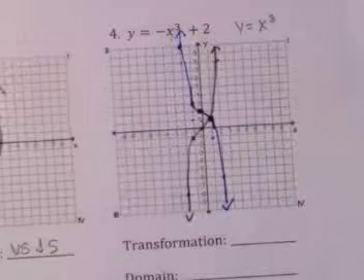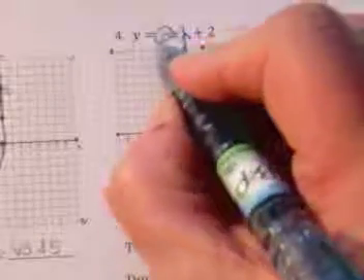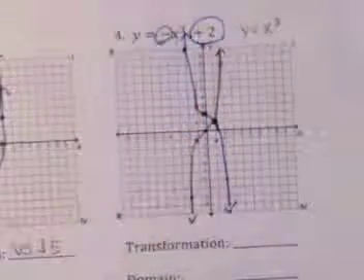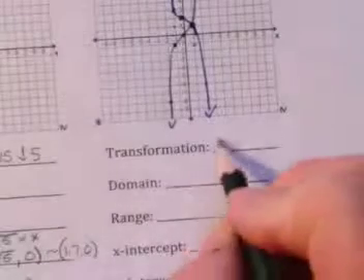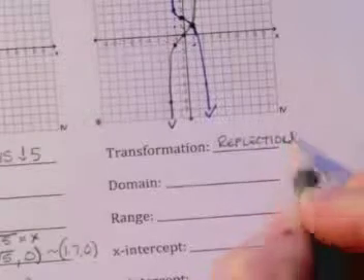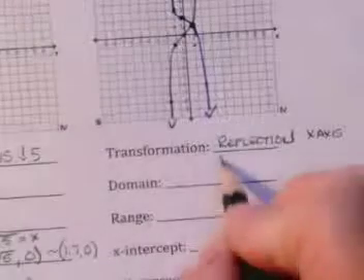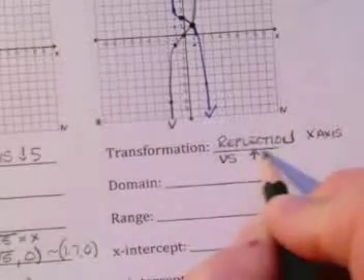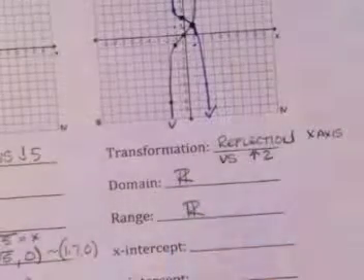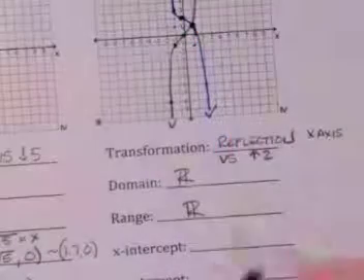So in this example, not only did I reflect over the x-axis, but I also shifted up 2. There's the signal that I reflected, and there's the signal that I shifted up 2. Our transformation is a reflection across the x-axis and a vertical shift up 2. My domain is all real numbers. My range is all real numbers. And now let's take a look at my y-intercept, which is really easy to find at 0, 2.